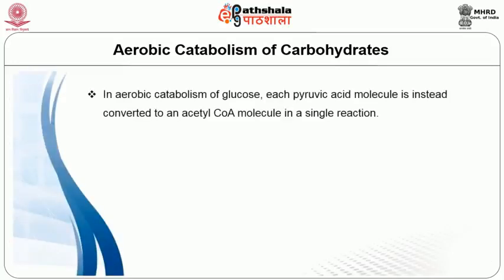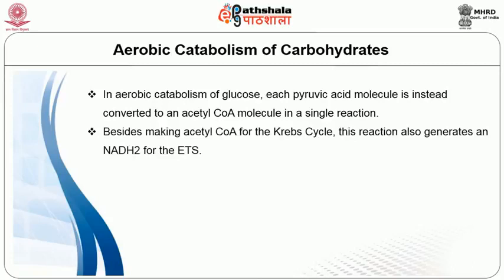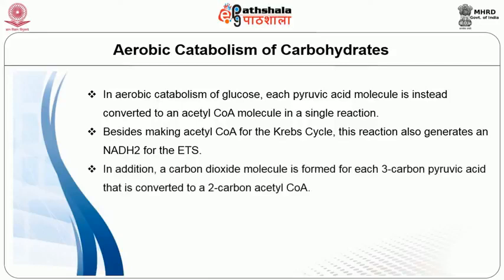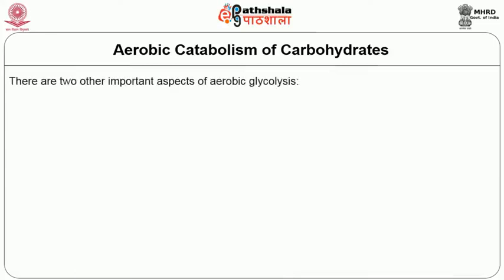In aerobic catabolism of glucose, each pyruvic acid molecule is instead converted to an acetyl-CoA molecule in a single reaction, making acetyl-CoA for the Krebs cycle. This reaction also generates an NADH2 for the ETS, that is, the electron transport system. In addition, a carbon dioxide molecule is formed for each 3-carbon pyruvic acid that is converted to a 2-carbon acetyl-CoA. There are two important aspects of aerobic glycolysis.